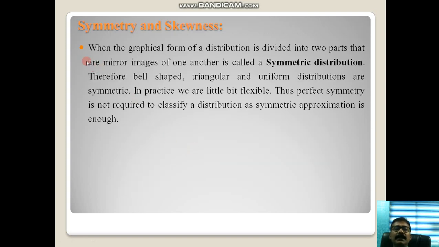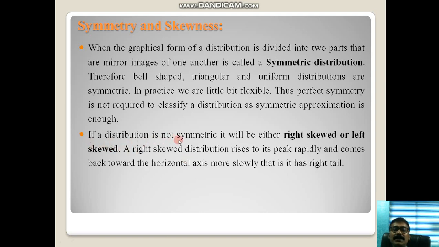When the graphical form of a distribution is divided into two parts that are mirror images of one another, it is called a symmetric distribution. Therefore, bell-shaped, triangular and uniform distributions are symmetric. In practice, we are a little bit flexible. Thus, perfect symmetry is not required to classify a distribution as symmetric. The symmetry approximation is more or less enough.